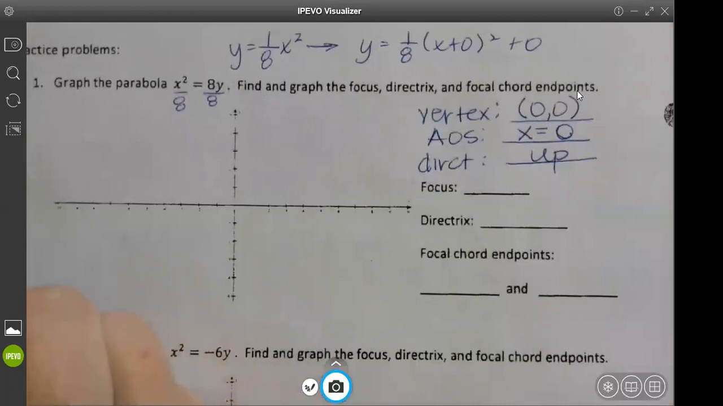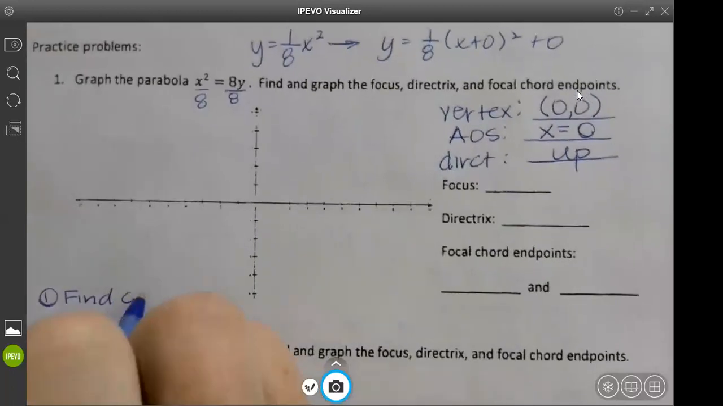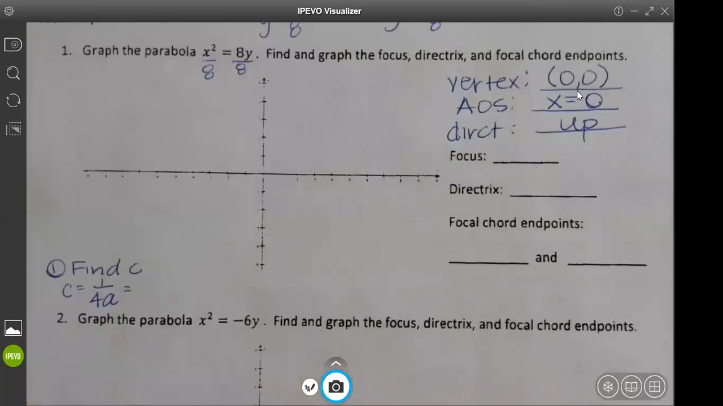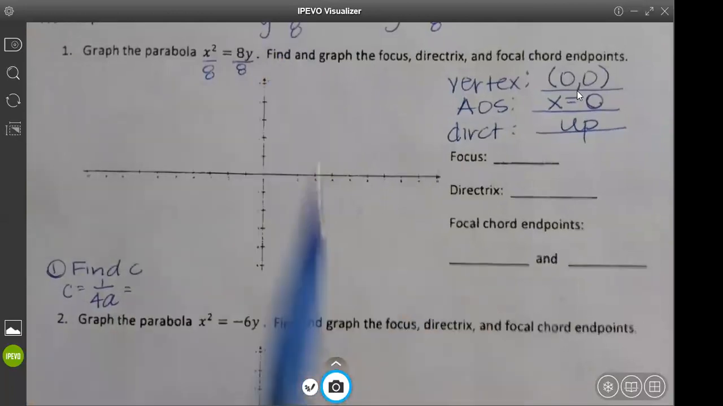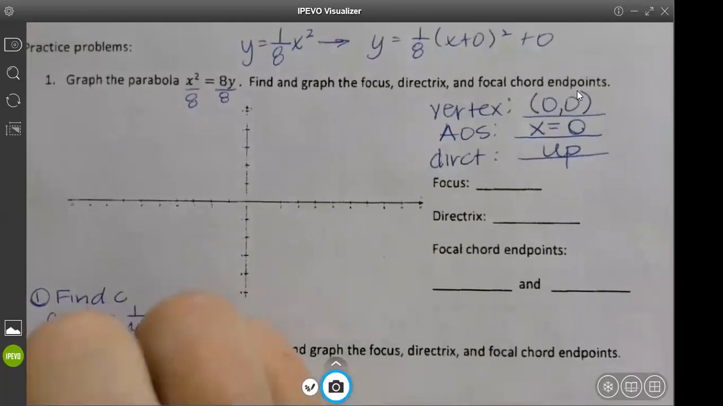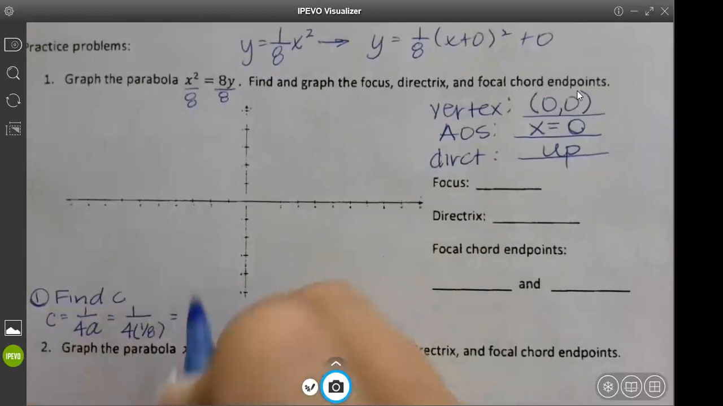The first thing that we want to do is find C. Remember that C equals 1 over 4A. What's your A value on here? 1/8. So 1 over 4 times 1/8. If you put that in your calculator, you get 2.